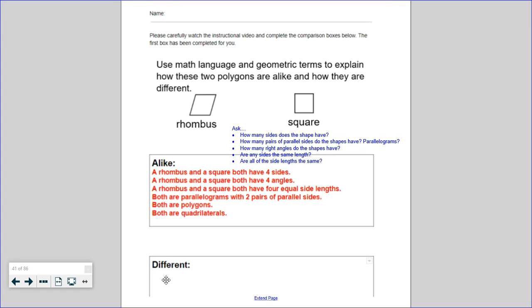And then the back of that page, you're going to do the same thing, but with a rectangle and a trapezoid.